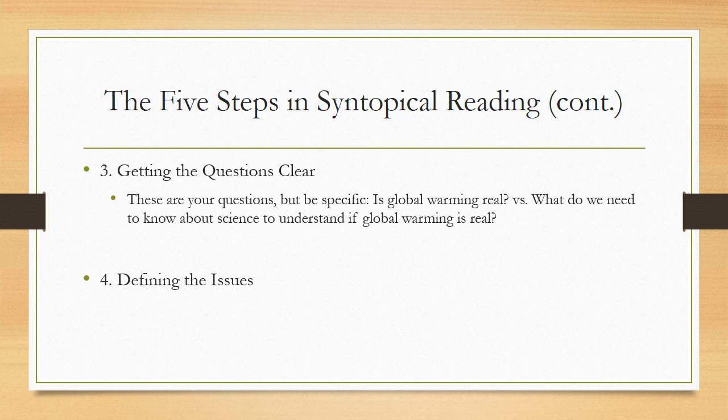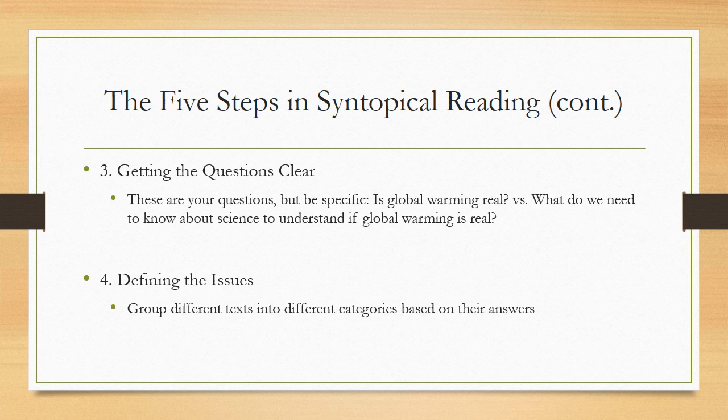Defining the issues. Group different texts into different categories based on the answers they give to your questions, right? So if you're trying to understand more about global warming, you may get very, very different answers, but some answers may be similar. So say you read six articles on global warming. Maybe there's three or four different perspectives you encounter. You can come up with a name for each of those and then place those articles into that category.